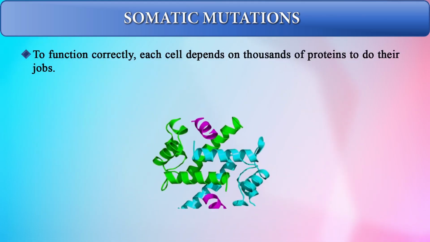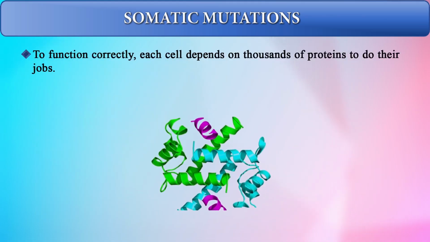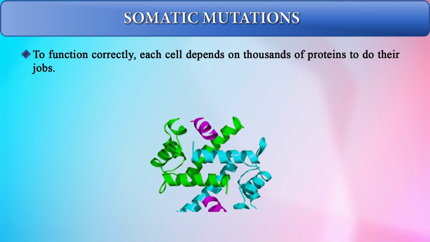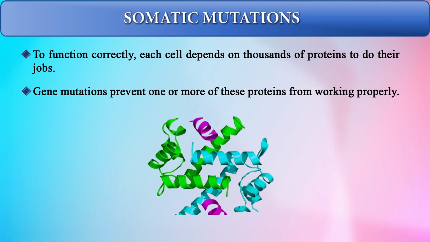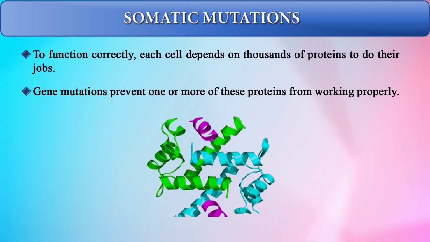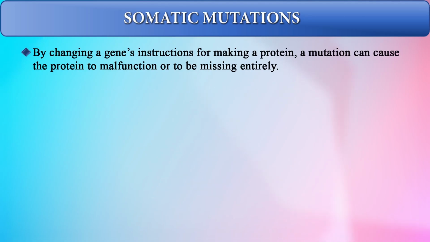So to function correctly, each cell depends on thousands of proteins to do their job effectively. Gene mutation prevents one or more of these proteins from working properly. By changing a gene's instruction for making a protein, a mutation can cause the protein to malfunction or to be missing entirely.